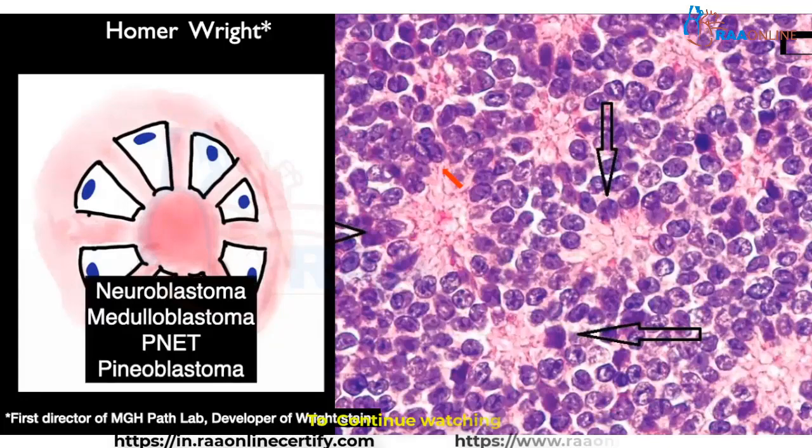This type of rosette can be seen in neuroblastoma, medulloblastoma, primitive neuroectodermal tumors, and pineoblastomas. They are more poorly differentiated neuronal tumors.